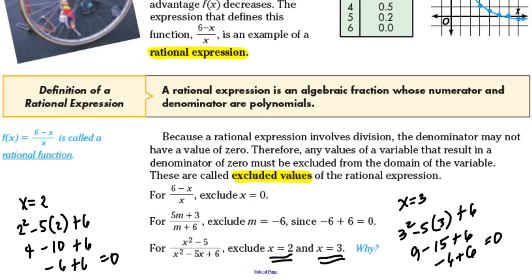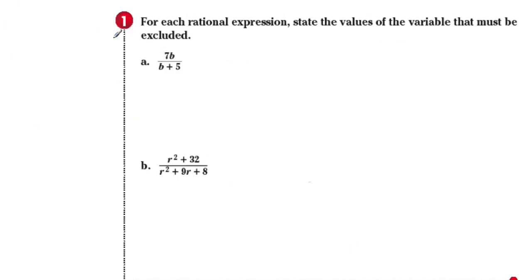Right now, let's take a look at example number 1. So for each rational expression, state the values of the variable that must be excluded. Remember, we're only looking at the denominator. Right now, we're not looking at the numerator, just the denominator. So what we want to do in this case is exclude the value for which b plus 5 is equal to 0.